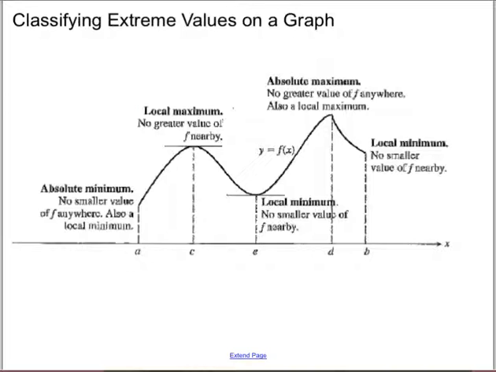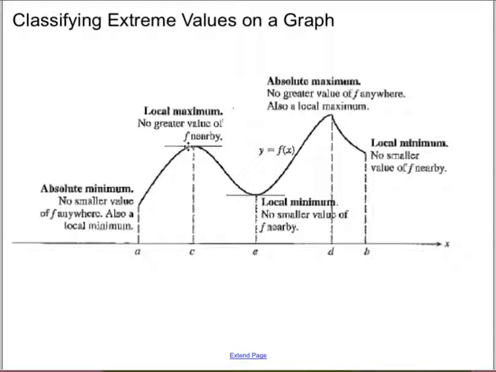Here's a little graph to illustrate how you can have an absolute max and absolute min, and then also have local extrema, as we call them. We have an absolute minimum at the very first x value, at x equals a, because this is the smallest y value on the entire domain. At x equals d, we have an absolute maximum because that is the largest y value on the entire domain of f. And then we have a couple of local minimums. We have one at e, and one at the endpoint b, and then we have a local maximum at x equals c.